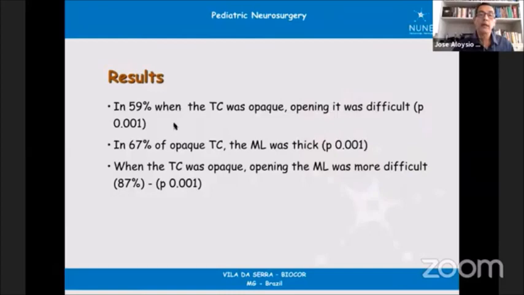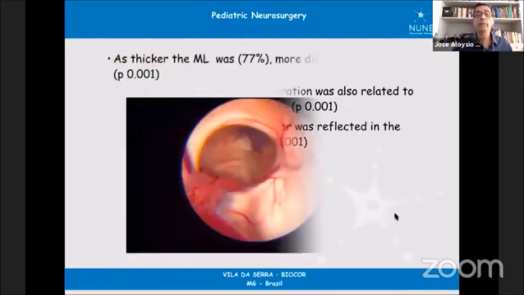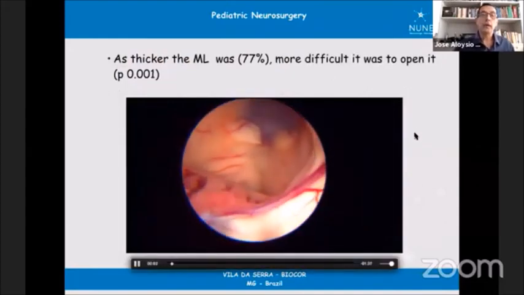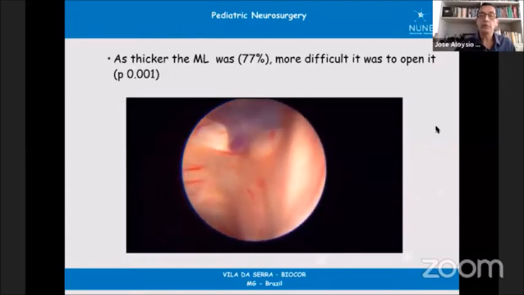In 79%, when the TC was opaque, opening it was difficult. In 60% of opaque tuber cinereum, the Liliequist membrane was thick. And when the TC was opaque, opening the Liliequist membrane was more difficult. The anatomical third ventricle floor alteration was also related to the difficulty in opening the Liliequist membrane. And the thicker the Liliequist membrane, the more difficult it was to open.